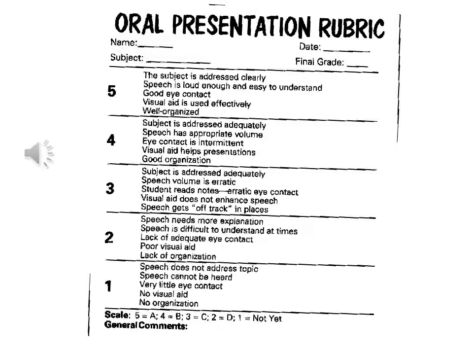This one's not pretty, but it gives you another holistic rubric example so that you can see the various descriptors for getting a level 5, a level 4, 3, 2, 1 on this particular oral presentation. You'll see that the subject line is in each of the criteria in this case. So for a 5, the subject is addressed clearly. In 4, the subject is addressed adequately. For 3, subject is addressed also adequately. In 2, the speech needs more explanation, and the speech does not address the topic.